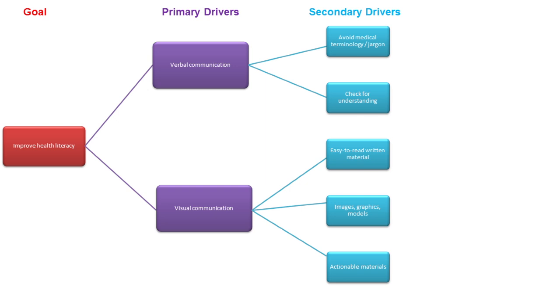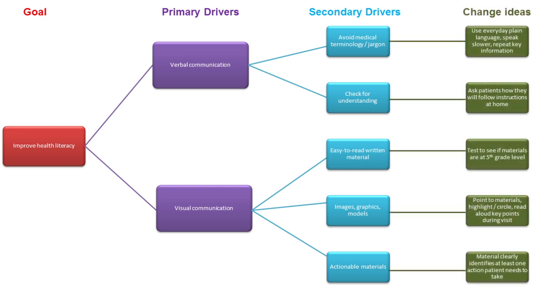Secondary drivers are linked to projects and activities and contribute to primary drivers. They may differ in their relative impact on the goal. To help identify secondary drivers, ask the question, what things in the system will help my team achieve this primary driver? In this example, our secondary drivers are avoiding the use of medical terminology or jargon, checking to find out if patients understood the information we just gave them, providing easy-to-read written materials, using images, graphics, and models to demonstrate key points, and providing patients with materials that clearly indicate key actions.